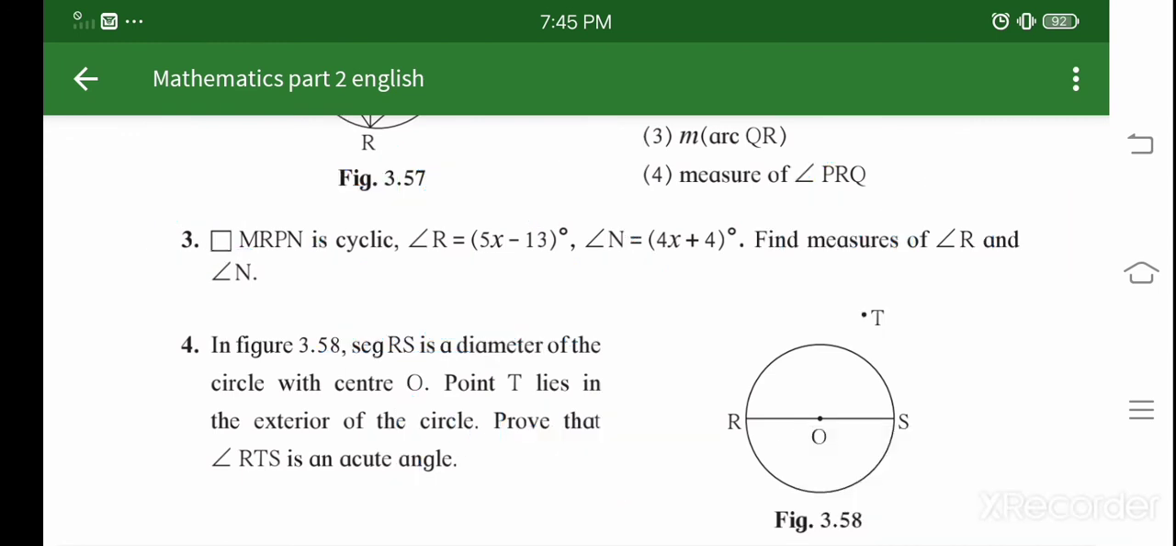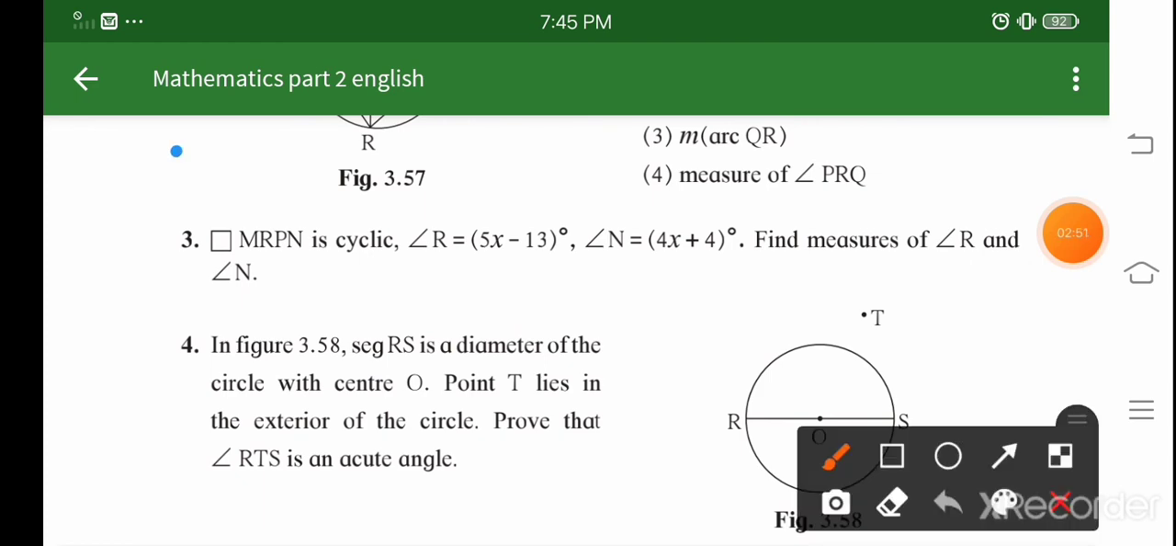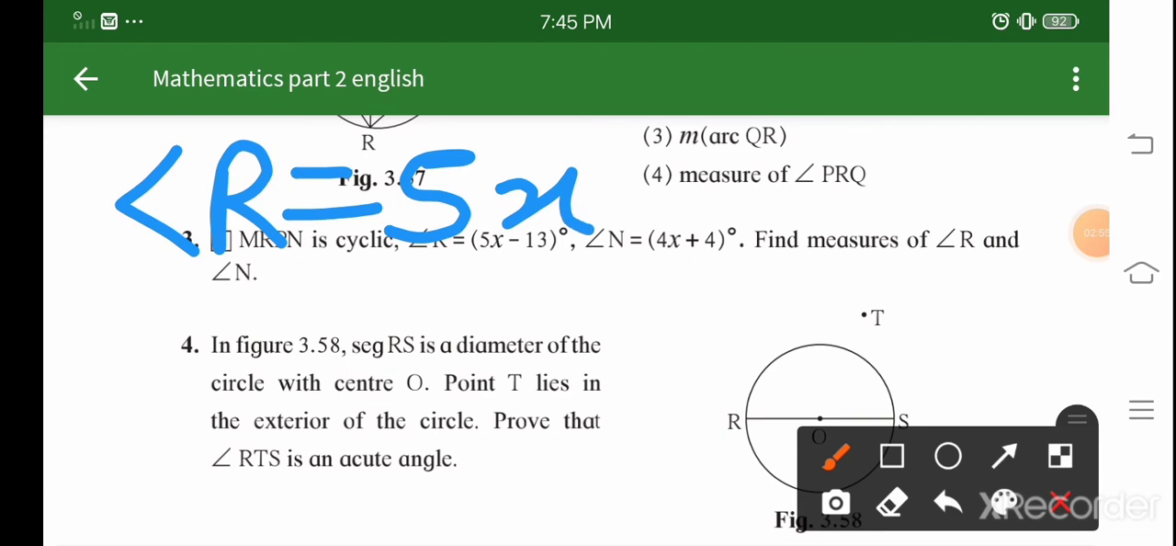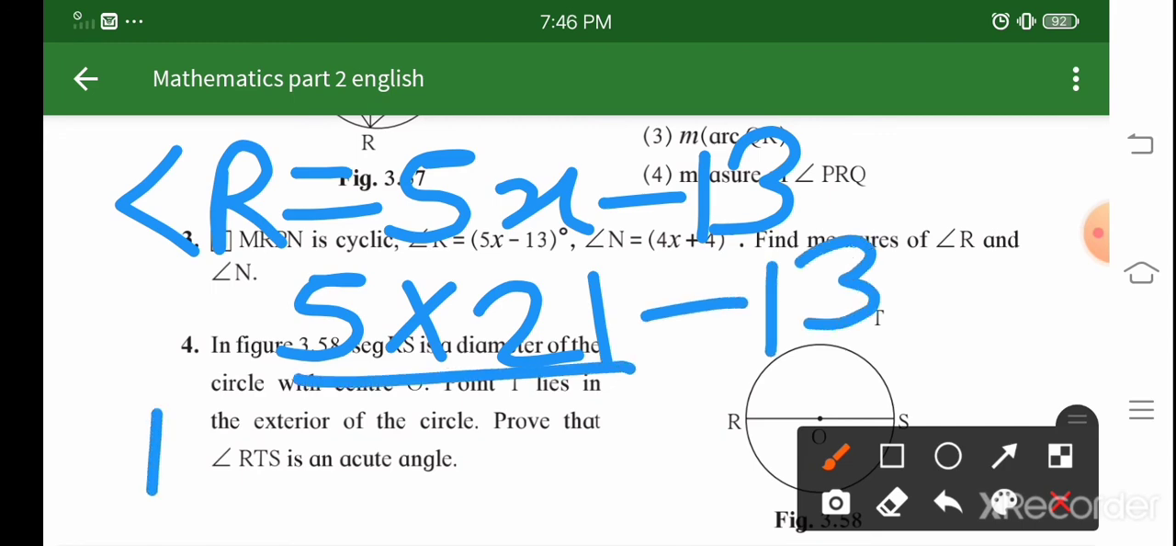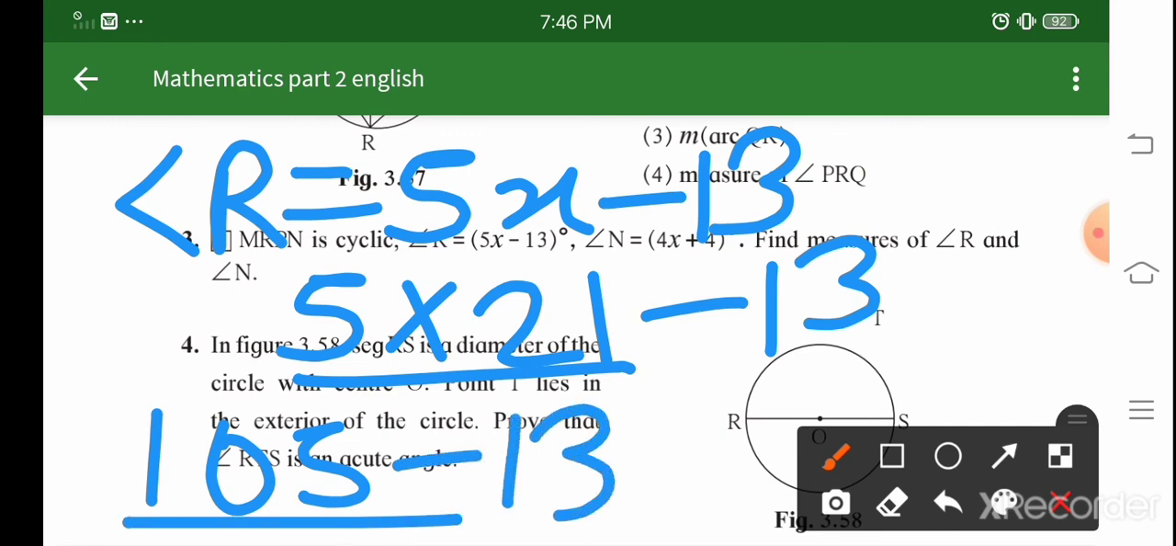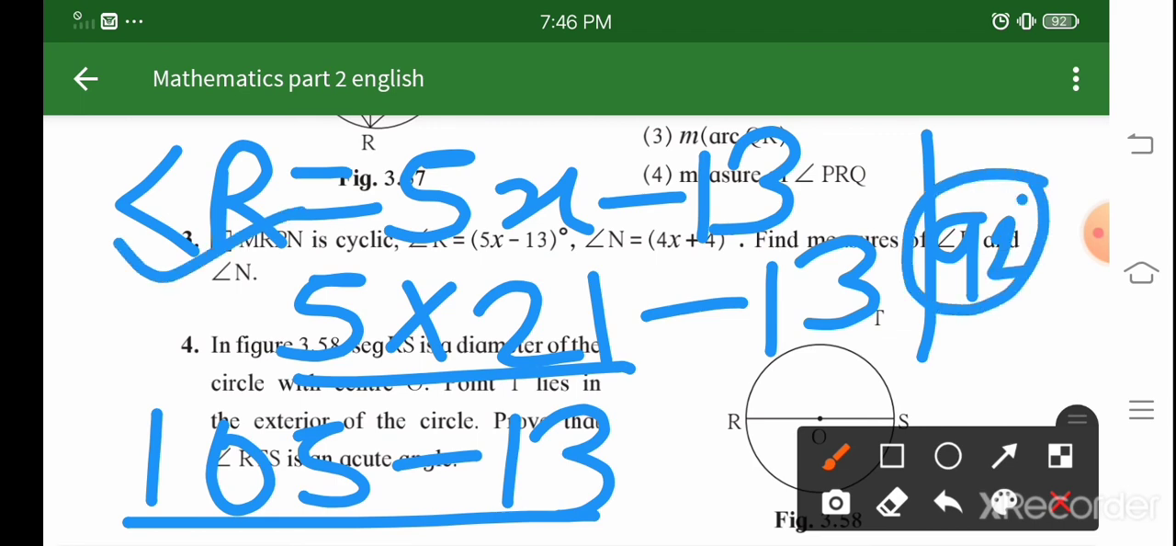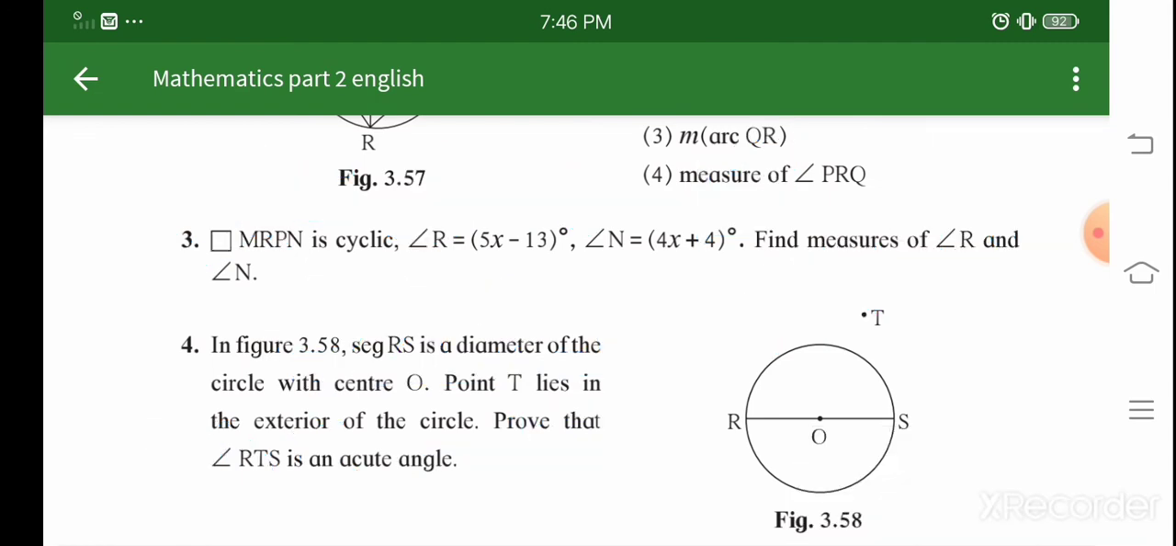Similarly we have to do it with R also. So R is equal to 5x minus 13, then 5 into 21 minus 13. When you multiply this you will get 105 minus 13. Just subtract this, you will get 92. So this is our answer for angle R. I think this question is clear. This is very simple. So let's move on and we'll solve question number 4 now.